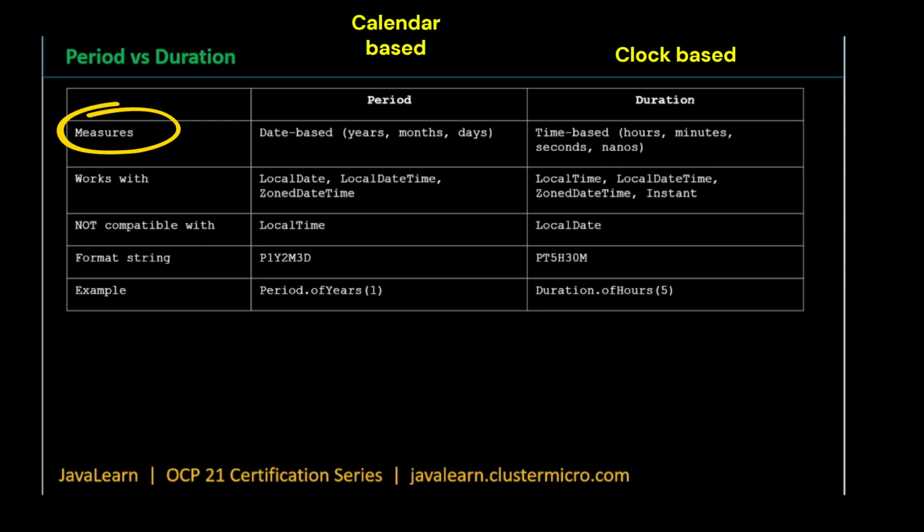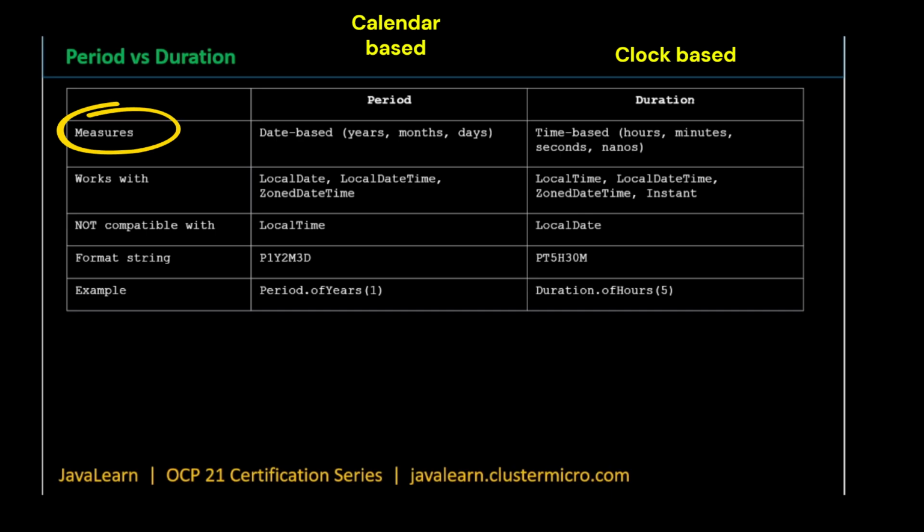Duration measures hours, minutes, seconds and nanoseconds. When you say Duration.ofHours(5), you are saying an amount of 5 hours. When you say Duration.ofMinutes(30), you are saying an amount of 30 minutes. These are all clock based units.